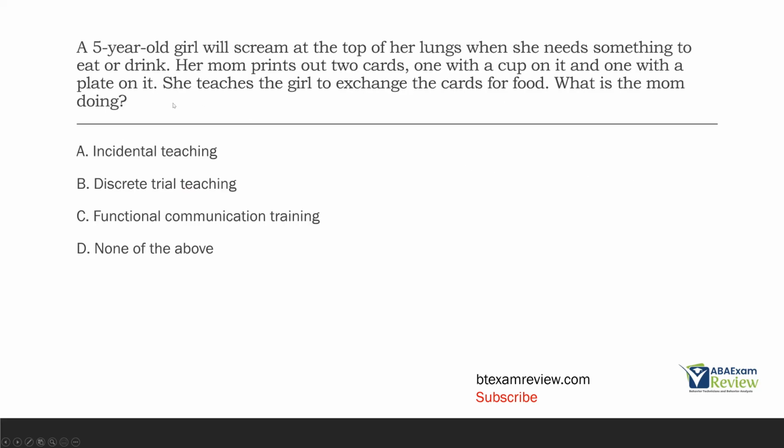A 5-year-old girl will scream at the top of her lungs when she needs something to eat or drink. Her mom prints out 2 cards, one with a cup on it and one with a plate on it. She teaches the girl to exchange the cards for food. What is the mom doing?